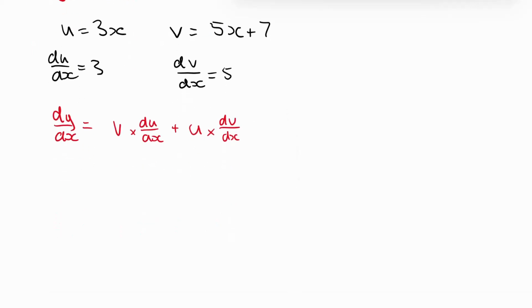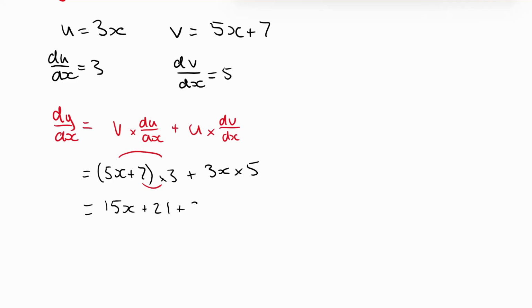So we can substitute all these in. Over here we end up with 5x plus 7. Make sure you put it in brackets because that is the whole v, times 3. And we have 3x over here times 5. We can expand these brackets out by multiplying everything by 3, so you end up with 15x plus 21 plus 3x times 5, which is 15x. Now we can add any like terms together. With the 15x and the 15x, we end up with 30x plus 21 as our differentiation.